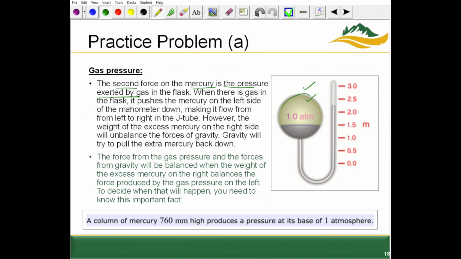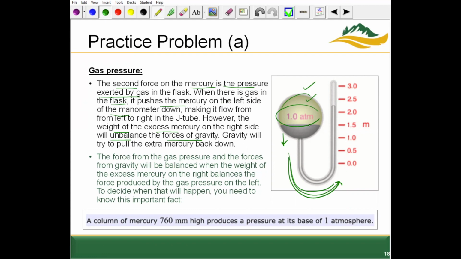When there is a gas in the flask, it pushes the mercury on the left side of the manometer downwards, making it flow from left to right. So gas here in this flask will cause the pressure difference to change. It'll move this mercury from the left-hand side to the right-hand side. However, the weight of the excess mercury on the right side will unbalance the forces of gravity.